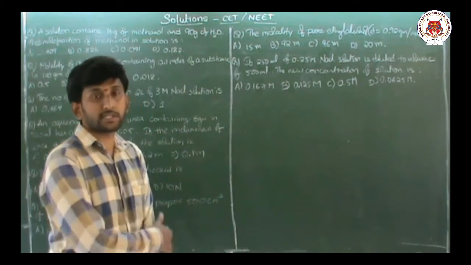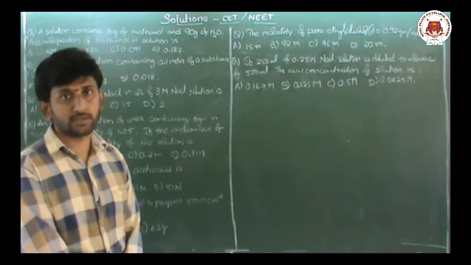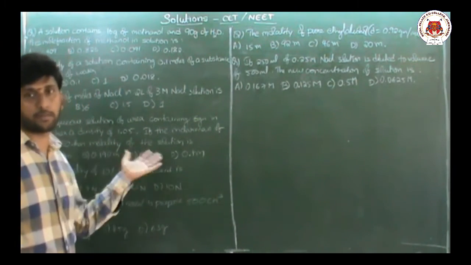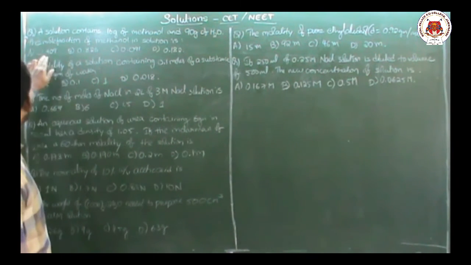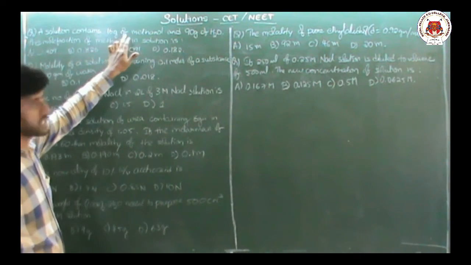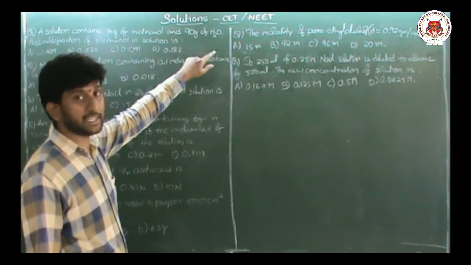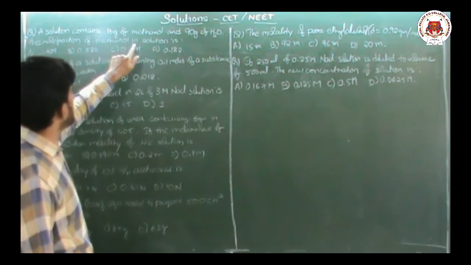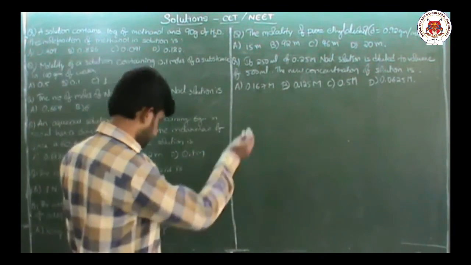So in the last class we were discussing some CET or NEET bits based on the solutions topic. The same thing will continue today, some calculations of normality, molality or molarity etc. First question: a solution contains 16 grams of methanol and 90 grams of water. The mole fraction of methanol in the solution is?